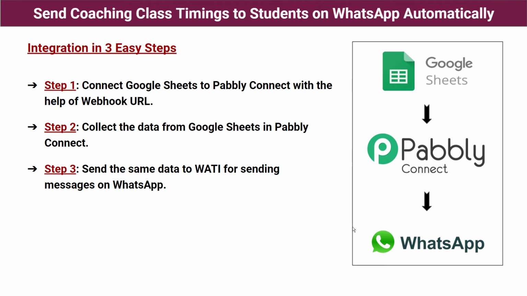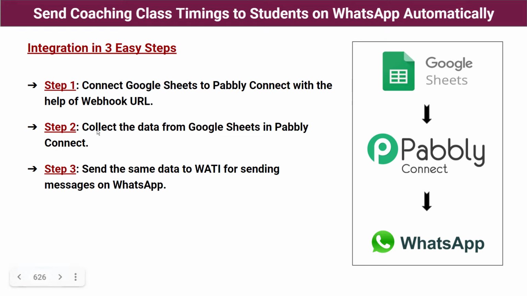So guys, these are the steps which I followed to create the workflow between Google Sheets and WhatsApp. Step 1 is to connect Google Sheets to Pabbly Connect with the help of a webhook URL. For this, first we need to log in to Pabbly Connect. Then we need to connect our Google Sheets with Pabbly Connect with the help of a webhook URL. This webhook URL is basically an address provided by Pabbly Connect. We have to copy the same address and paste it into Google Sheets, and this way our Google Sheet is going to get connected with Pabbly Connect.